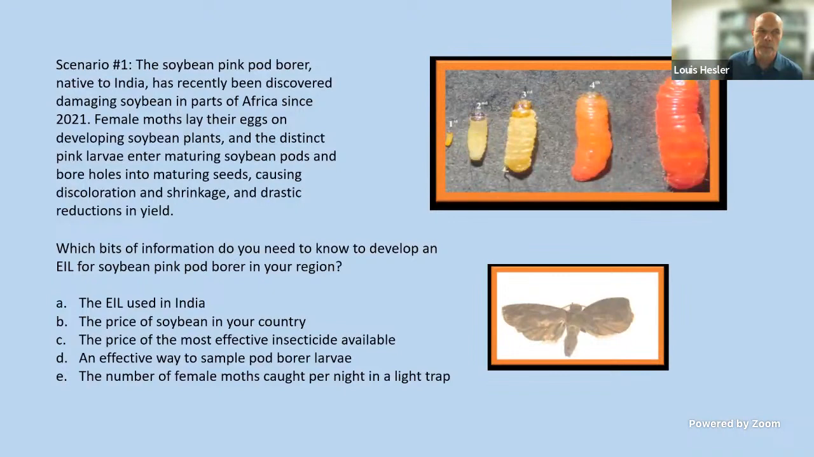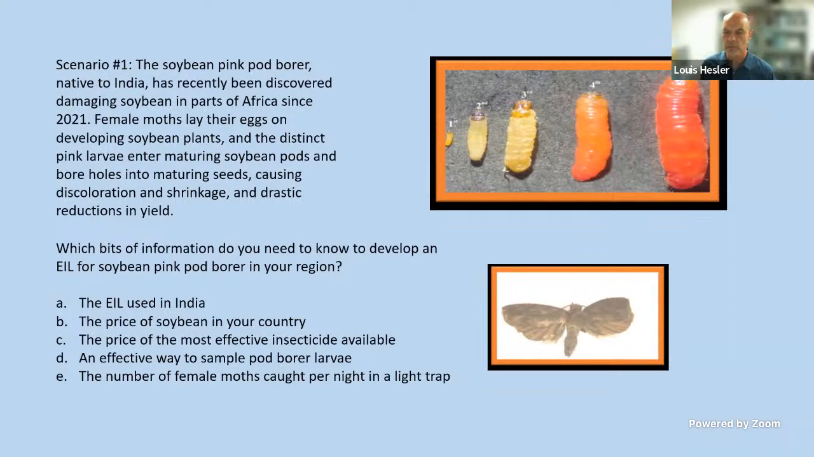Okay, scenario number one involves the pink pod borer, which is a moth pest that's native to India, and it's been recently discovered damaging soybeans in parts of Africa since 2021. The female moths lay their eggs on developing soybean plants, and the distinct pink larvae enter maturing soybean pods and bore holes in the maturing seeds, causing discoloration and shrinkage, and can cause drastic reductions in yield.